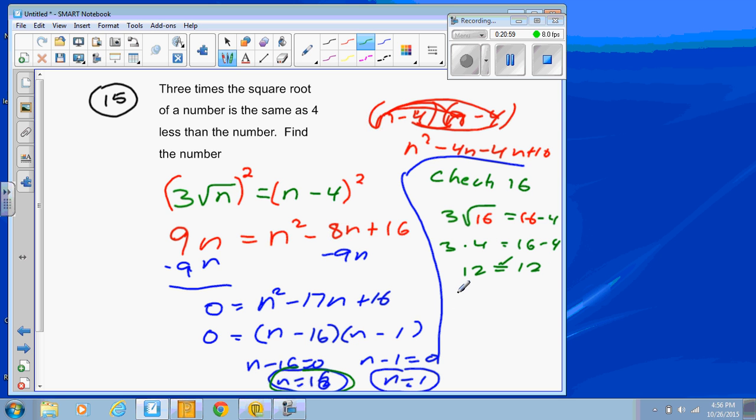When I check 1, I'm going to get 3 times the square root of 1 equals 1 minus 4. That's 3 times 1 equals negative 3. Does negative 3 equal negative 3? No, it does not. So this is not a solution, and neither is 1. So 16 is the only solution to that one.